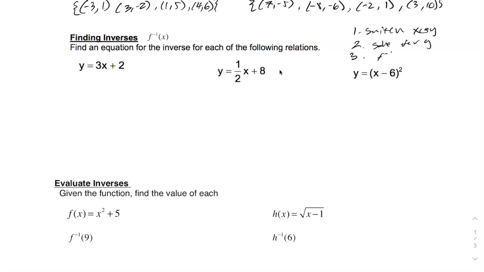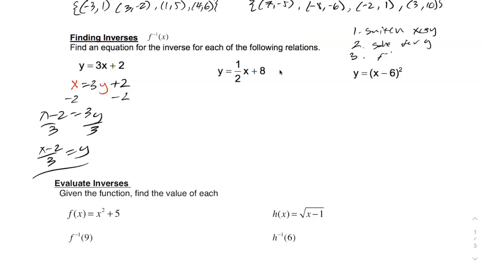So this is the first one. We're going to switch x and y. So it's going to look kind of like this: x equals 3y plus 2. And then all we have to do is solve for y. So subtract 2. X minus 2 equals 3y. Divide by 3. X minus 2 over 3 equals y. And then, if you want fancy, f inverse equals x minus 2 over 3. And there we go.